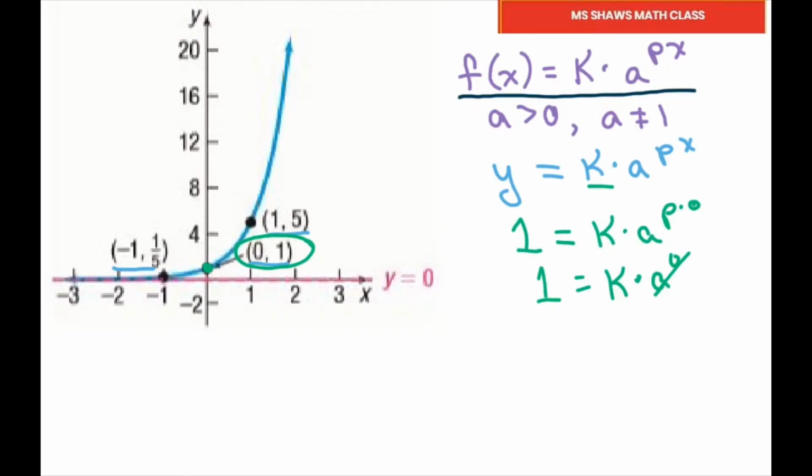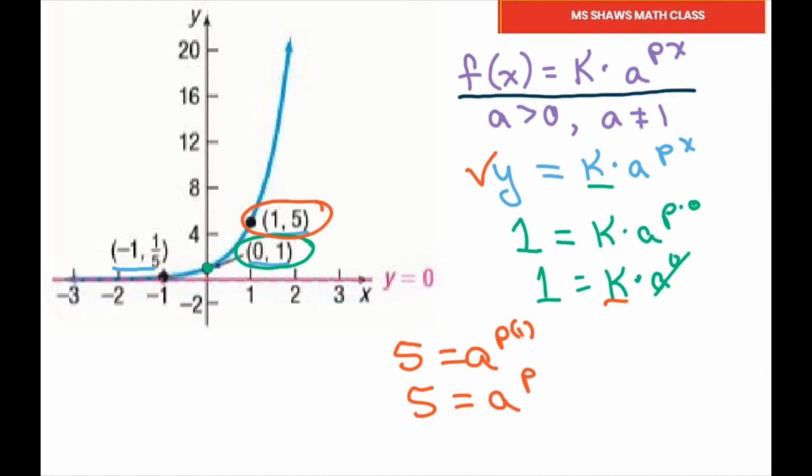And we're going to try, since I don't want to work with negatives, I'm going to do this point right here and plug it in. So I'm going to plug in, since I have my k, I'm going to go back to this one. So my y would be 5 equals, my k is 1, so I don't need to put that, a to the p times 1. And so that's just 5 equals a to the p power.